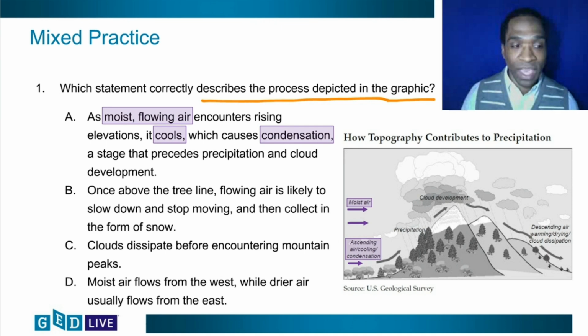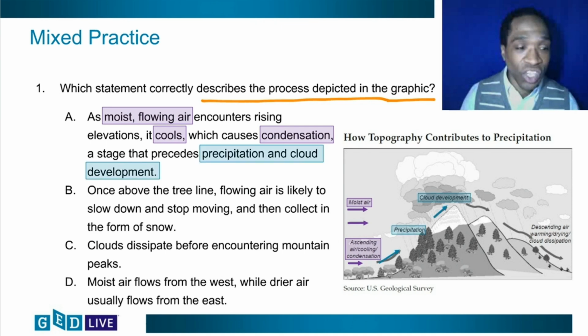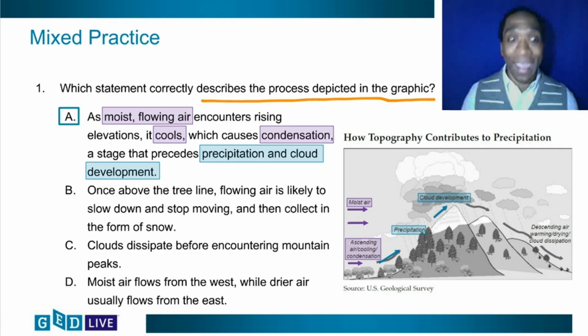Then in answer choice A, it mentions precipitation and cloud development. Well, following the arrow in the process, in this graphic, that's exactly right. So in order, answer choice A matches the order of the graphic. And that means what? Is this a correct choice? Did we find any problems? No, we didn't. So A, yes, that is correct.